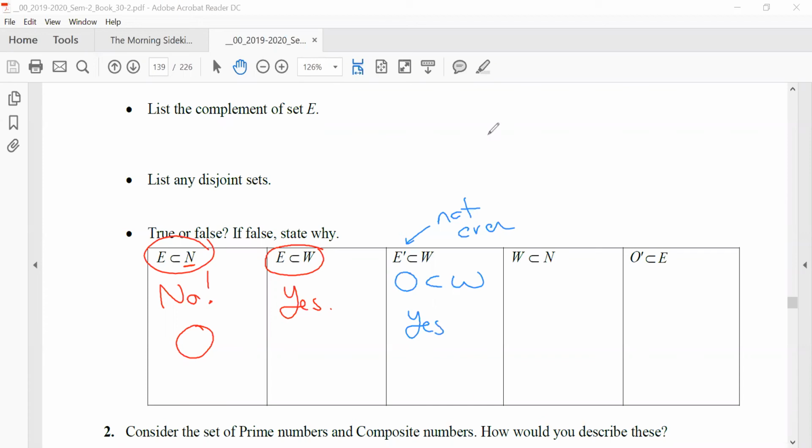Next one asks us, are whole numbers a subset of the naturals? Are all whole numbers inside the natural numbers? No. 0 again. 0 is a whole number that is not natural.